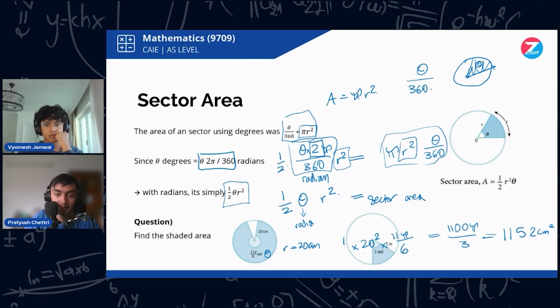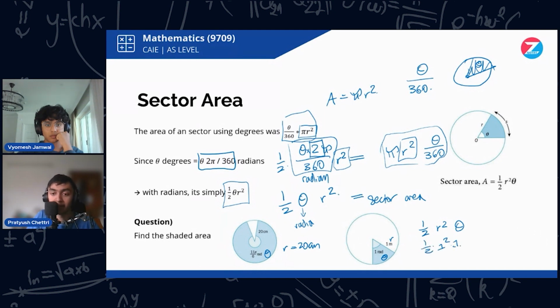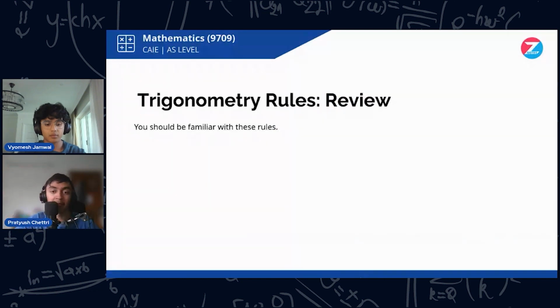Now let's do the same idea as the next question. The angle is 1 radian, radius is 1 meter. So half r square theta, half times 1 square times theta is 1, which simply comes out to half. The area of this sector is half a meter square. See how simple it is? If you know the angle in radians and you know the radius, it's just like boom, you have the arc length and the area.